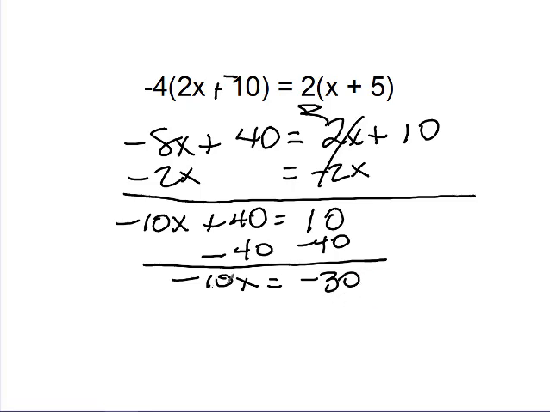Okay, now I've got to multiply by negative 10 here. So to get rid of that, I divide by negative 10. We need to remember whatever I'm multiplying by, that's what I divide by. I do the same thing over here, and I end up with x is equal to positive 3.